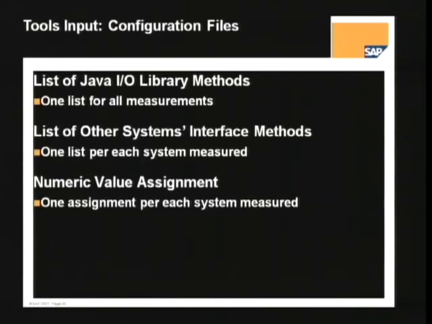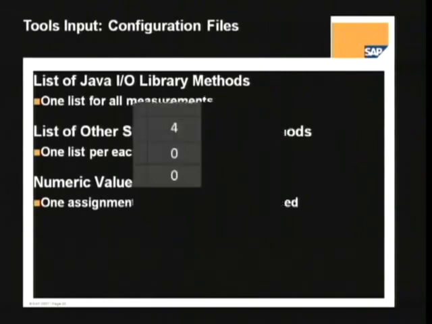In this case, you have to feed the tool with the list of Java IO libraries, and feed the tool with the list of other systems' interface methods, right? And also this numeric value assignment we have been talking about, right? Because an input parameter is more important than the data store, for example.